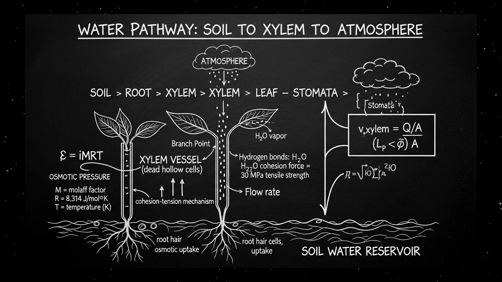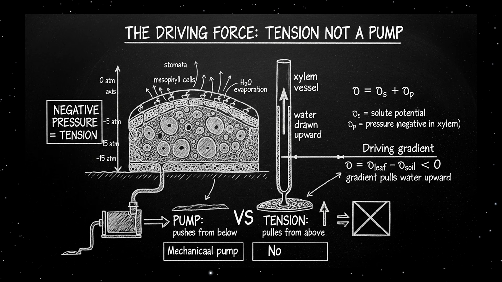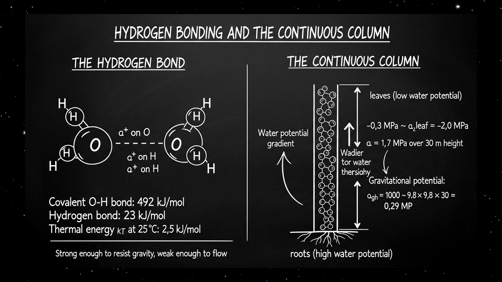Water moves from the soil through the root system, up through the xylem, the network of hollow, dead cells that form the tree's vascular plumbing, and into the leaves. The driving force is not a pump, it is tension, negative pressure generated at the leaf surface as water molecules evaporate through the stomata. Each molecule leaving the leaf pulls the next one upward through cohesion, the hydrogen bonding between water molecules that allows a continuous column of water to be drawn from the roots to the canopy against gravity.